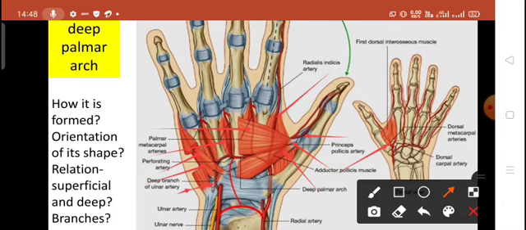This artery is known as the princeps pollicis artery. It runs forward and divides into two terminal branches as proper digital arteries and supplies the thumb. The second one is the radialis indicis artery. This artery runs forward and supplies the medial side of the index finger. These are the branches of the radial artery in the palm. Then the ulnar artery.